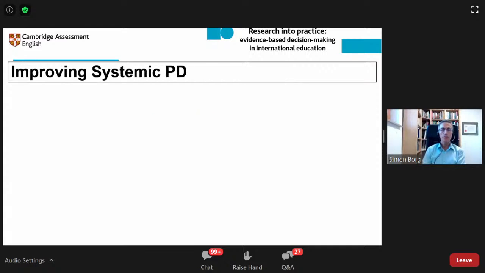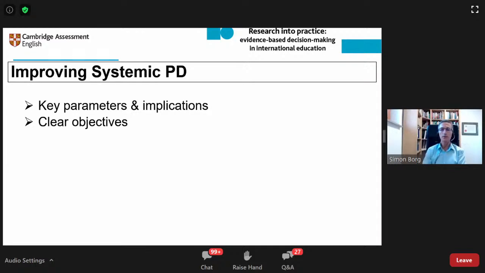Okay, so to conclude then, what I've talked about today are ways in which we can improve the design, particularly of systemic professional development. But as I said, the points I've made are equally relevant to the design and implementation of professional development on a smaller scale, for example, within an institution. It is very important for those responsible for designing professional development to be aware of a number of key parameters, which I've talked about today, and the implications those parameters have for the design, the implementation, and indeed the outcomes of professional development programs.